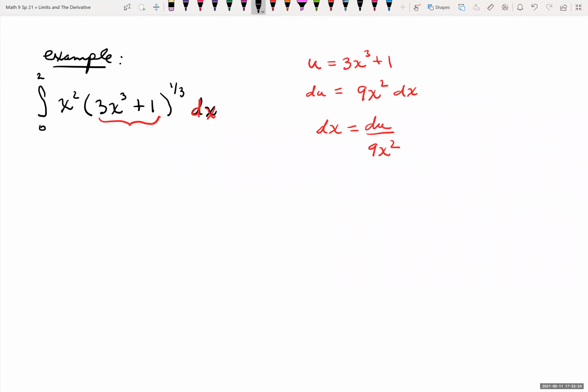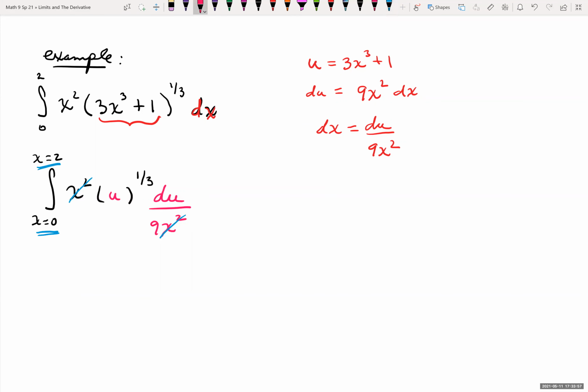So go back and rewrite it. So right now, this is x is equal to 0 and x is equal to 2. And we have x squared, u to the 1/3 times dx, which is the same thing as du over 9x squared. So our x squares cancel, which is nice, which we need. And let's go and change our bounds to be u instead of x.